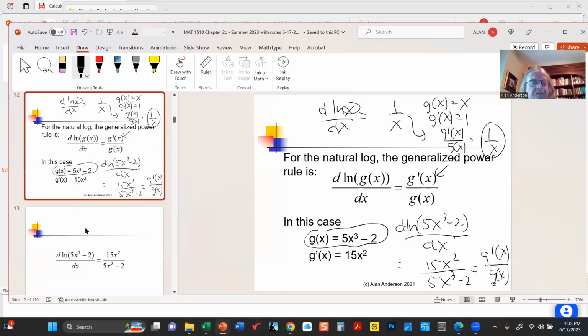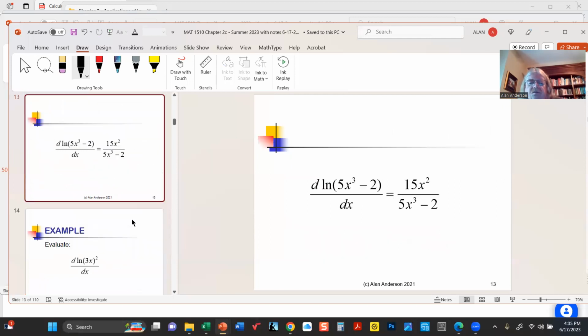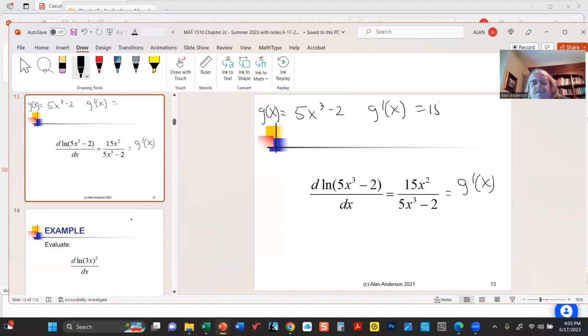All right, so that's on the next slide. Just be aware that this is g prime of x. So in other words, remember, if g of x is 5x cubed minus 2, g prime of x is therefore 15x squared. So now it's just straight ahead substitution.